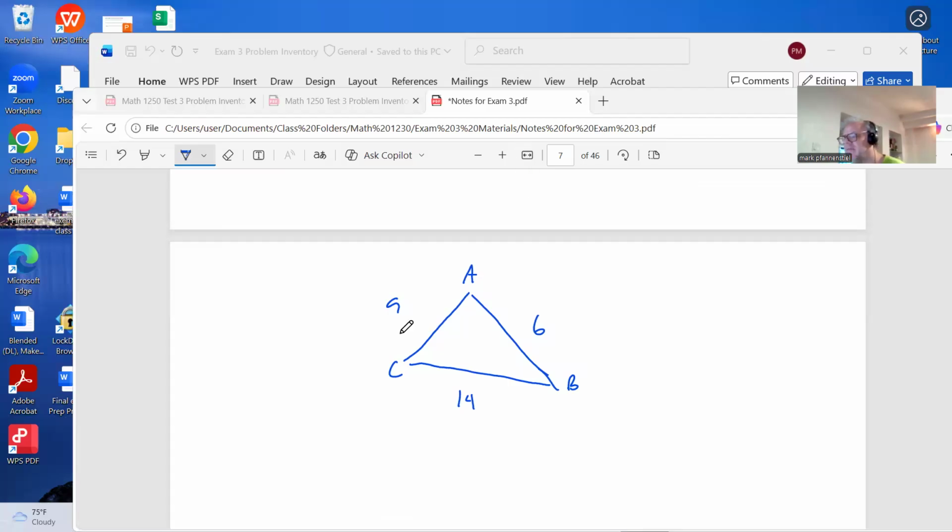Okay, welcome back to trigonometry. We are working on this law of cosines problem where we are supposed to determine the measure of angle A, and I think to the nearest degree.